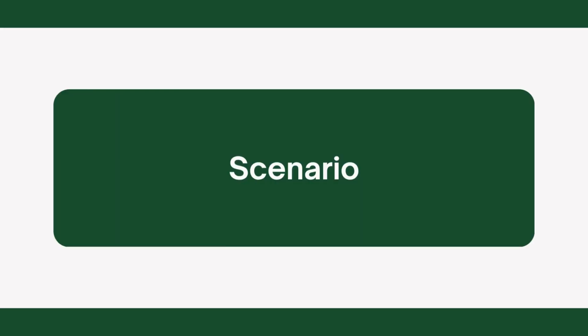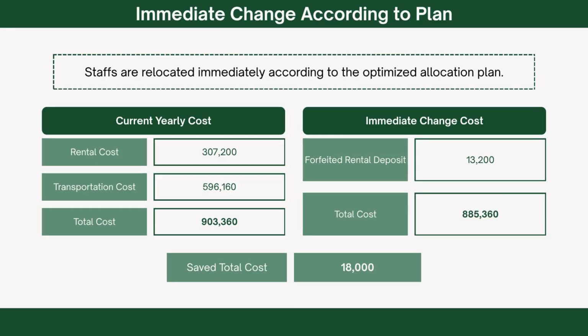Next scenario. When we move the room, we need to consider the contract as well, because we can lose the deposit when moving rooms during the contract. Let's say we move all the staff from condo A to B. We will have an unreceivable refund of 13,200 baht. However, we will still reduce the cost by 18,000 baht because the cost reduction per month is much higher than the deposit.